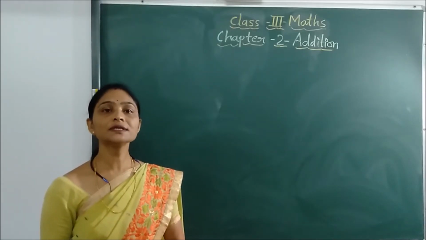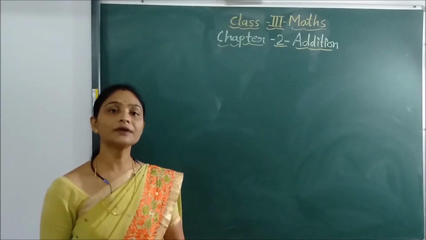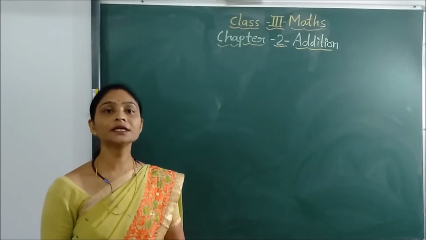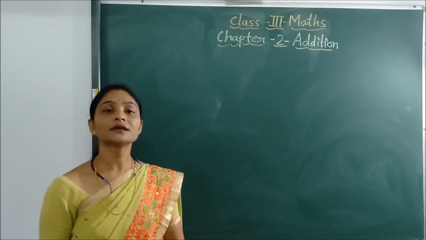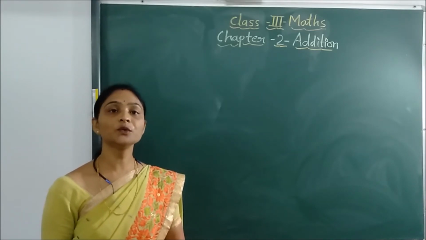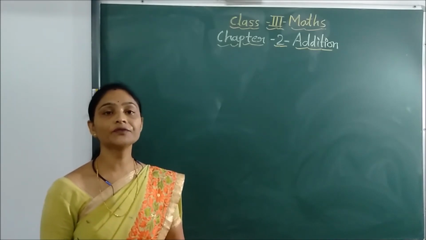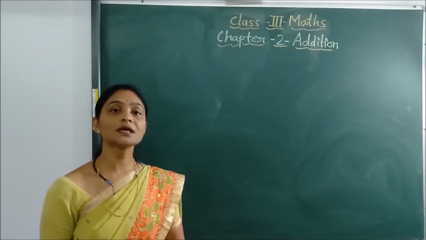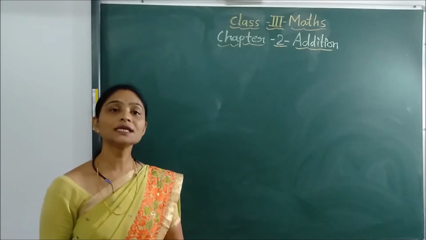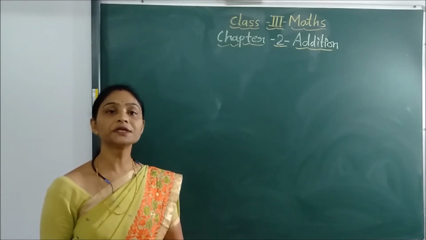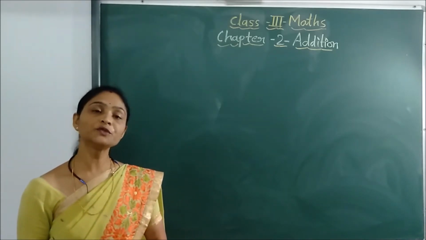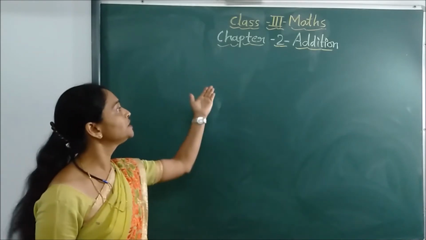Children, in previous classes we have learned chapter 1. In chapter 1 we have learned writing number names, writing in figures, place value, face value, expanded form, compact form, even numbers, odd numbers, Roman numerals. All these topics we have learned in chapter 1. Now we are going to move to chapter 2, that is addition.